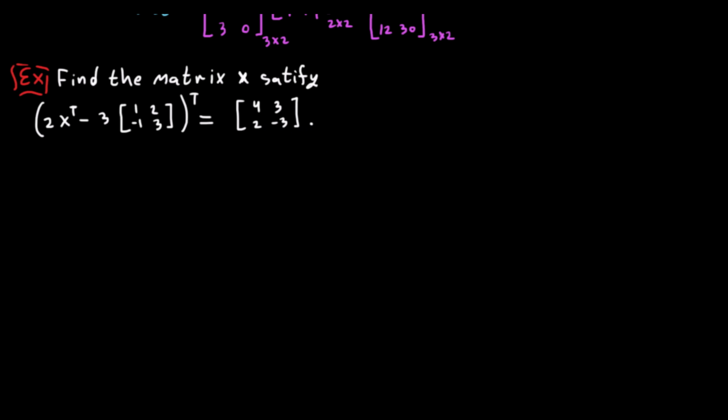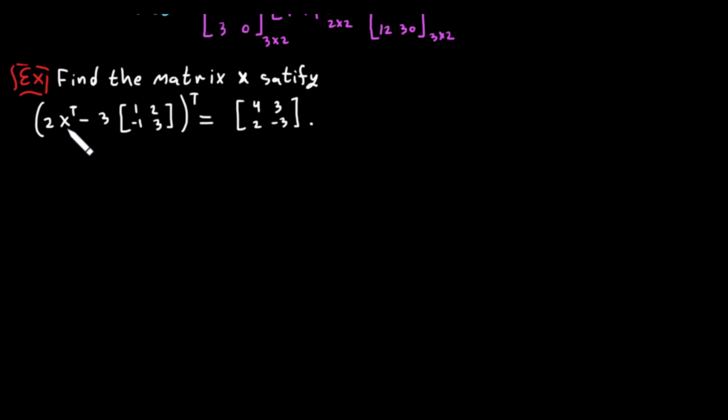Let's change the color. It's very easy to find this matrix. So here, find the matrix X satisfying this equation. So we want to find this X. And you know, before, if you have any algebraic equation, you have to take the terms to the right side. Here you can see there is a transpose, so you have to distribute it. Then this side you have to move to the other side, then you will get this X. So it's very simple. So now the first step, we have to distribute this transpose.